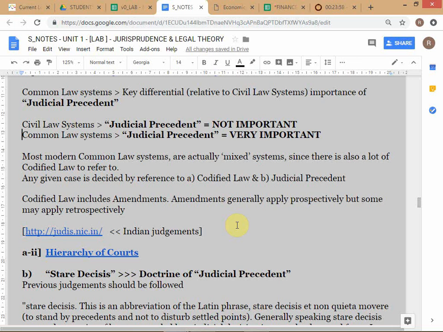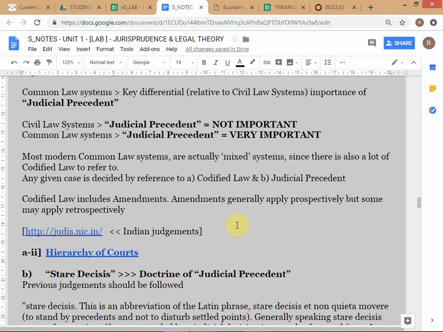So judicial precedent means essentially that the manner in which a case has been decided earlier is supposed to be important in determining how the same type of case is decided in the future. We'll see more details of it, but that is broadly what it means. So the judicial decision on a particular case, on a particular set of facts.